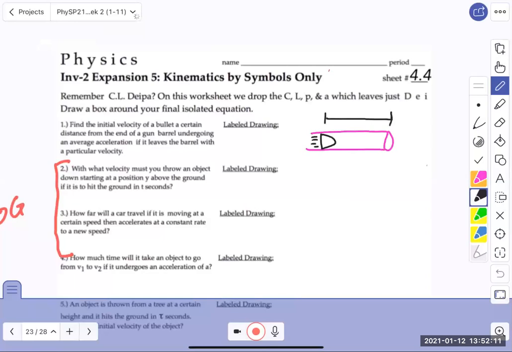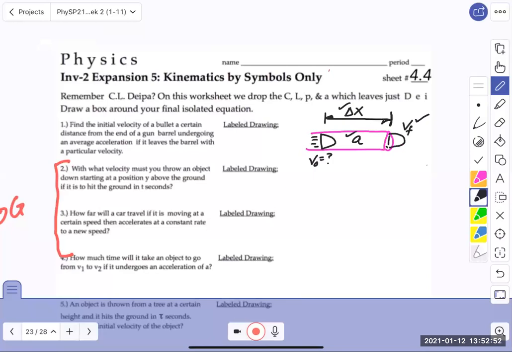You've got to read these carefully. They don't take a long time, but you really have to read the question over and over. It makes you really understand reading the question. A certain distance, that means I know the distance from the end of a gun barrel undergoing an average acceleration. So therefore I know the acceleration. If it leaves the barrel at a particular velocity, I know what V final is. So yes, I know delta X, yes, I know acceleration, yes, I know V final. My question is, what is V naught?